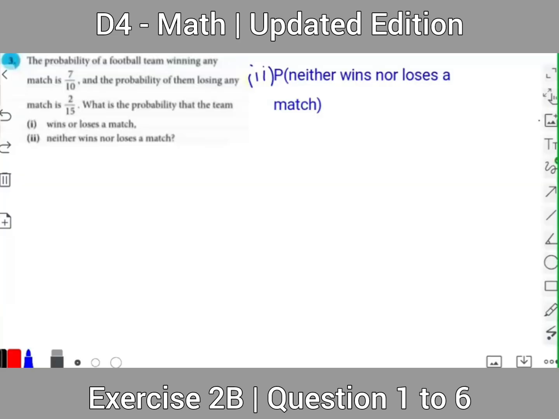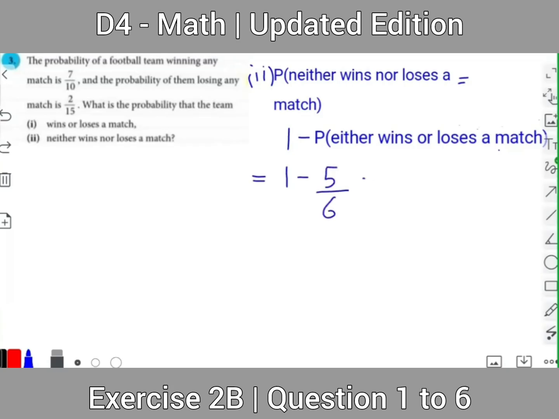Now in part 2, we have to find out the probability that the team neither wins nor loses a match. Now we have to subtract the probability that the team either wins or loses a match from 1. The probability of the team either winning or losing a match was 5 over 6. So 1 minus 5 over 6 equals 6 minus 5 over 6, and it will be equal to 1 over 6. So the probability of neither winning nor losing a match will be equal to 1 over 6.